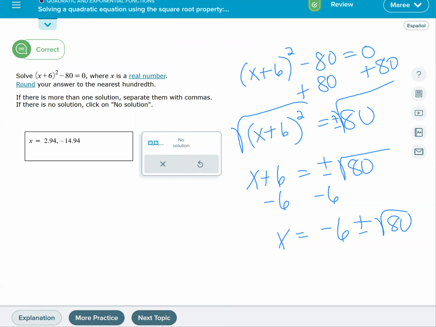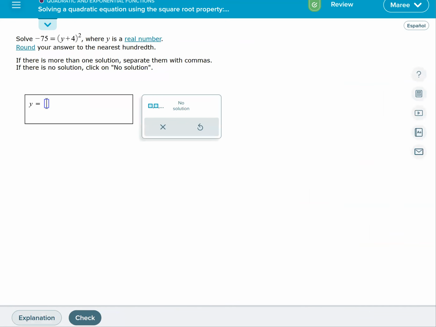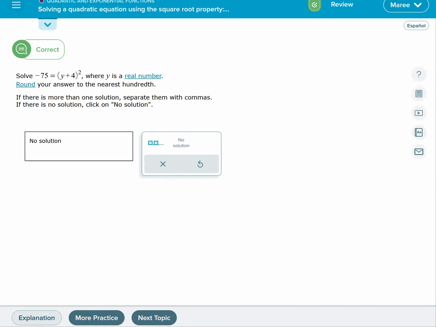Okay, so I'm going to do another one. We better do a third one. So in this case, it's saying that this quantity, y plus 4 squared, has to equal -75. There's no real solution for that because we can't square something and get a negative.